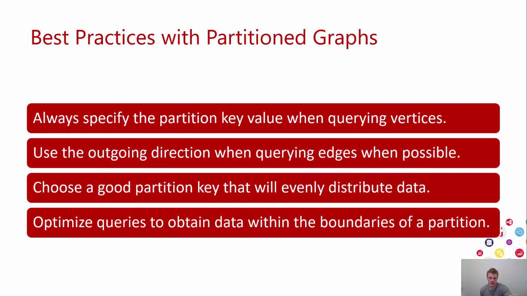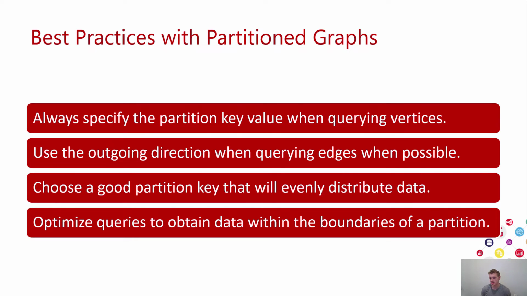Use the outgoing direction when querying edges whenever it's possible. As I mentioned earlier, edges are stored with their source vertices in the outgoing directions, so the chances of resorting to cross-partition queries are minimized when data and queries are designed with this pattern in mind.